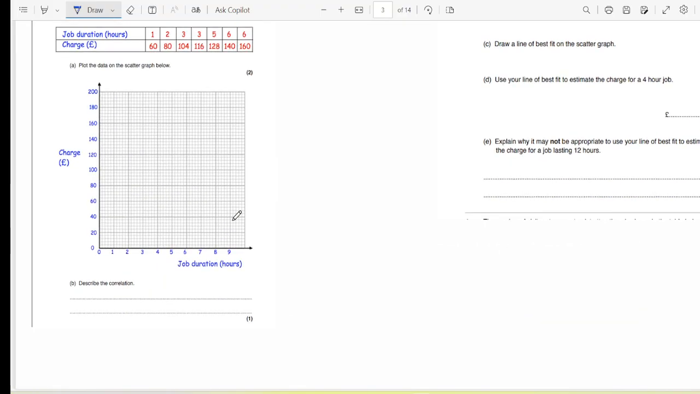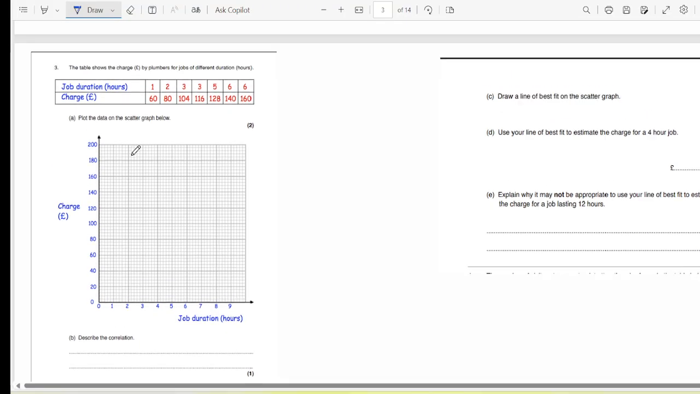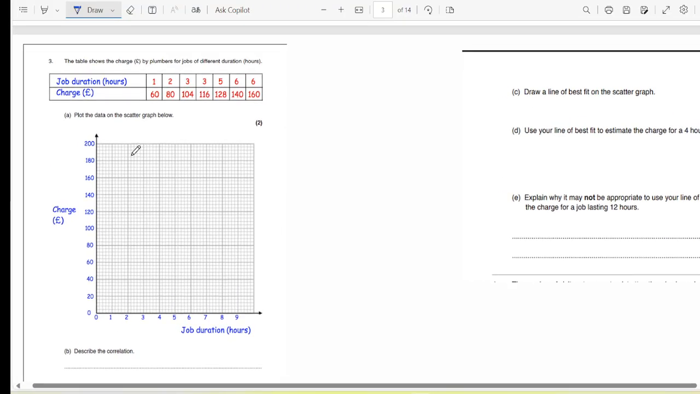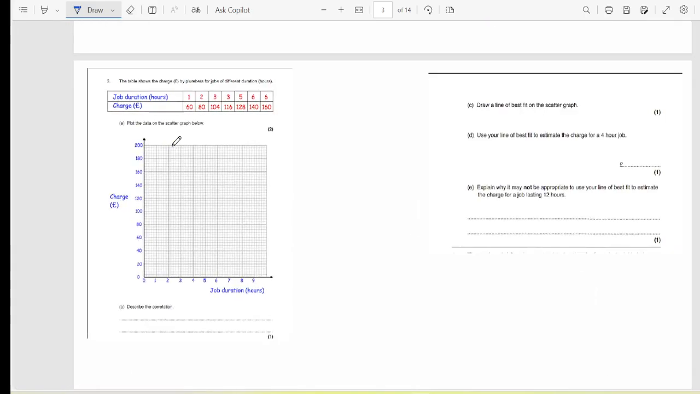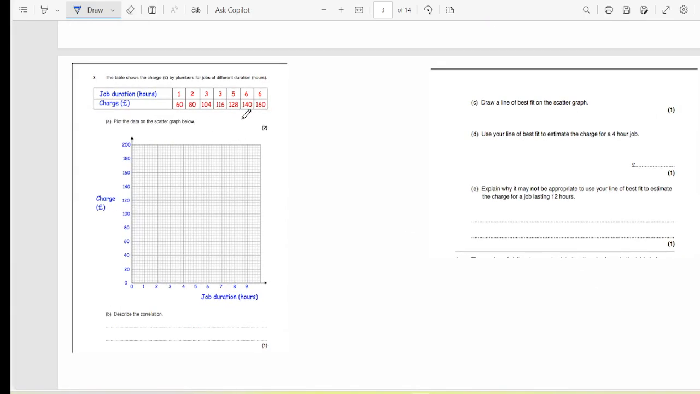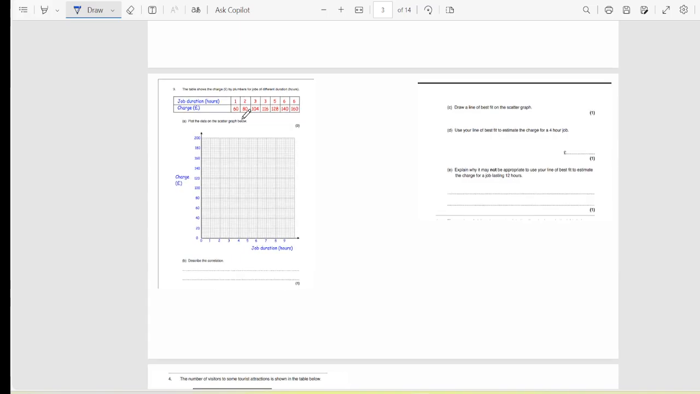Next question, we need to plot this graph using this data. So job duration is given in hours, and what else is given? We have been given the charges.